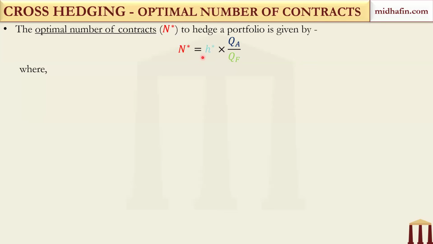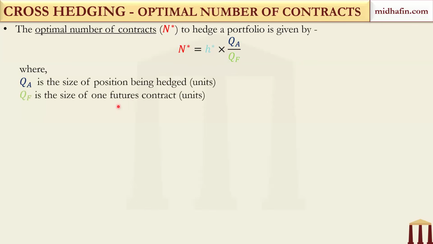N star, and there are multiple things which we are skipping. For example, the derivation of H star, then why it is the size of S versus size of F, why not the opposite? All these things we have discussed in detail in the class. It's not possible to discuss here because we are focusing very specifically on the exam. So once you determine H star, this will be N star, where QA is the size of the position being hedged, and QF is the size of one futures contract.